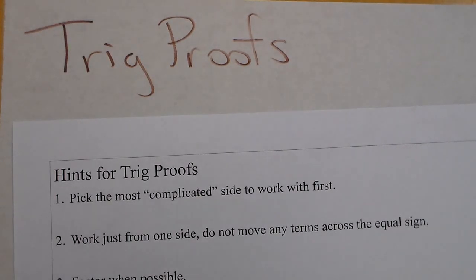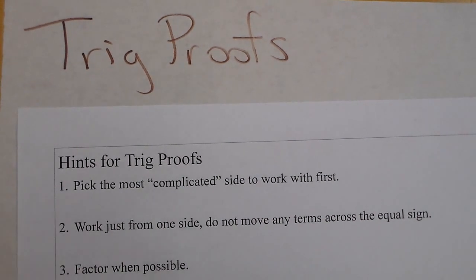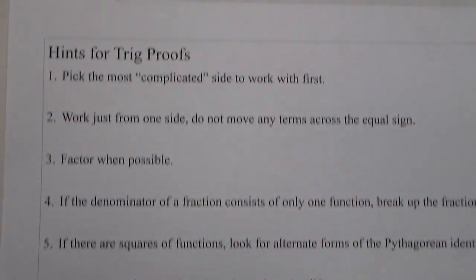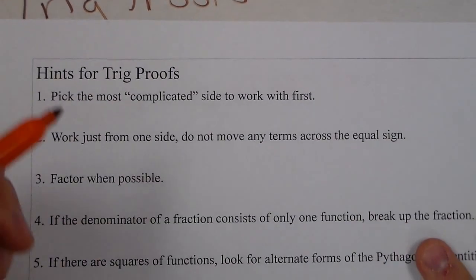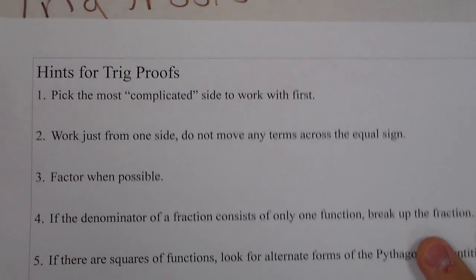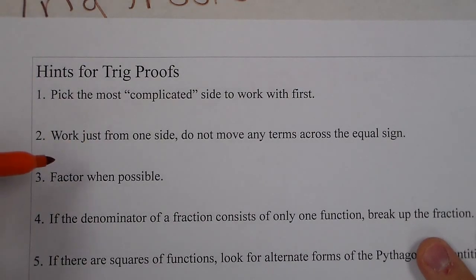So let's look at trig proofs. Now before we start solving through some of these, let's look at some hints. There's just some things to keep in mind as we go through these. First off, you want to pick the most complicated side to work with first. Whatever has the most things there is actually going to be the easiest one to simplify, which seems counterintuitive, but we're going to see that as we go on.